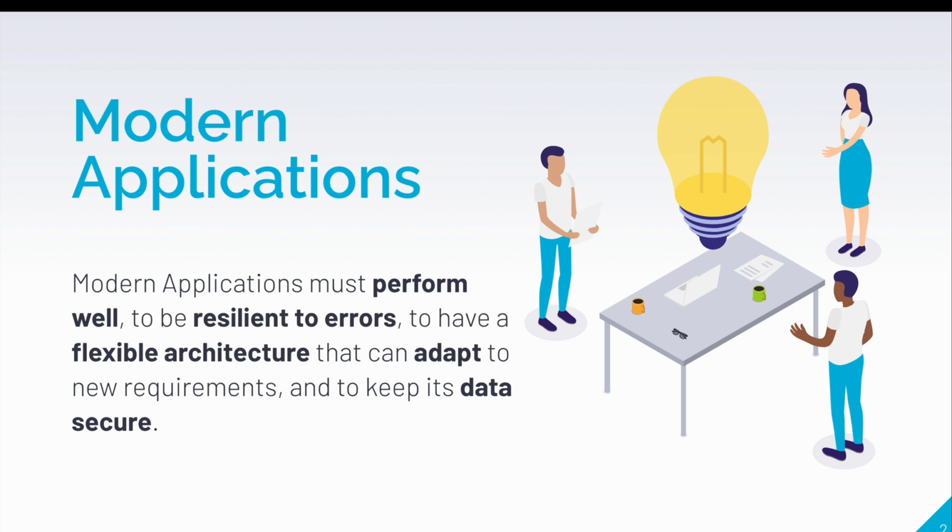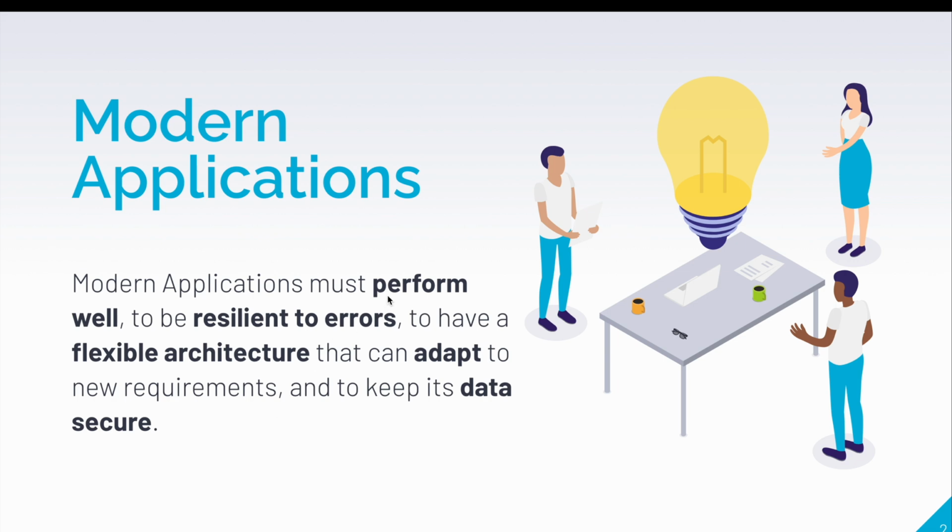Now before we understand microservices architecture, let us look at what are modern applications. As you can see in the definition here, modern applications must perform well. They must be resilient to error, and they also must have flexible architecture that can adapt to new requirements and keep its data secure. So let's try to understand this in more detail.